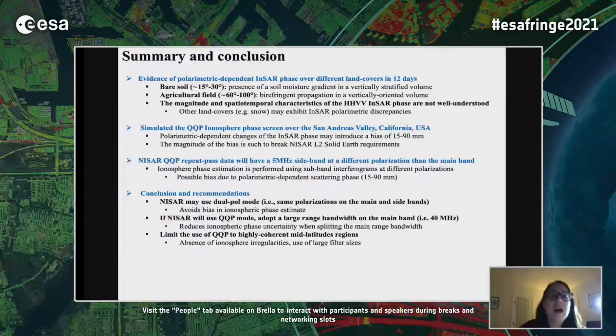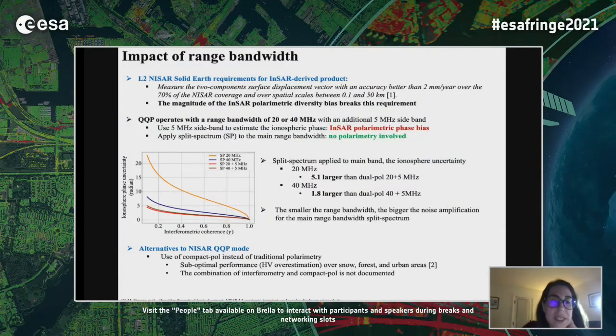So in this graph, I just reported the ionospheric phase uncertainty expressed in radians as a function of the interferometric coherence. The orange line represents the uncertainty that we can achieve when we apply the split spectrum technique on the main range bandwidth of 20 megahertz, while in blue we have the uncertainty that we will achieve when we split the main range bandwidth of 40 megahertz. And we are comparing the splitting of the main bandwidth with a classical application of the split spectrum technique.